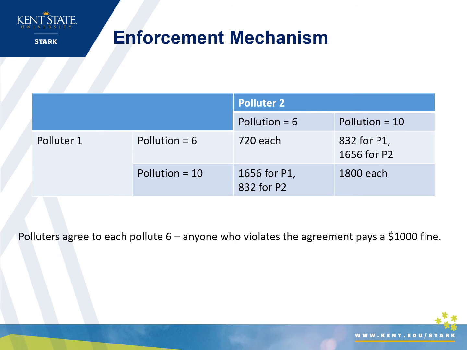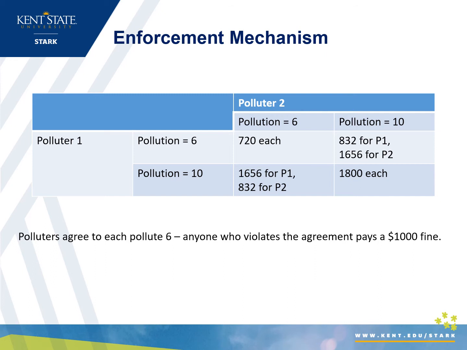Now let's look at an enforcement mechanism and how this would work. So suppose that these two players, they do get together and they agree that they're each going to pollute 6. And this is not just empty words or cheap talk, being the phrase that we like in game theory. Instead, they create a mechanism that will punish anybody that decides to violate it. So specifically, anyone who violates this agreement has to pay a $1,000 fine. So their cost would be not just the cost of the pollution damage plus the cost of abatement, it's also this cost of a fine if they pollute any more than 6 units.